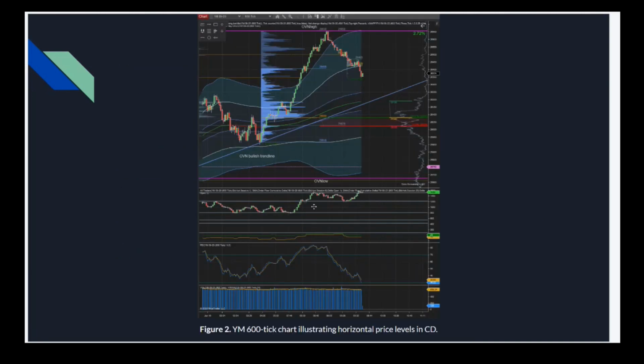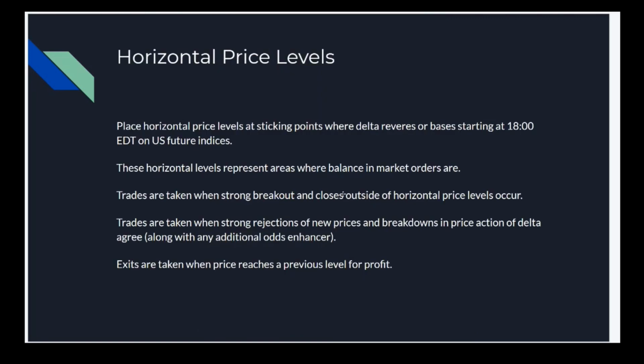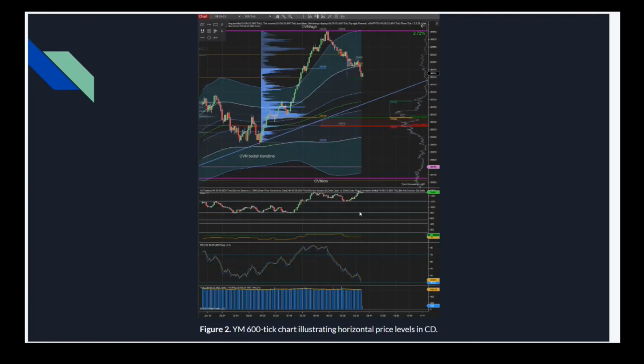All right, so right here, this is not a trade example, but this is showing the YM, the Dow, 600 tick chart. And this is illustrating where those horizontal lines are placed. So I have these horizontal lines. I don't know if I can actually zoom in. No, I can't. I'll be sharing this slideshow, so it makes it a little bit easier for everybody. So I have these. You can see how price came up.